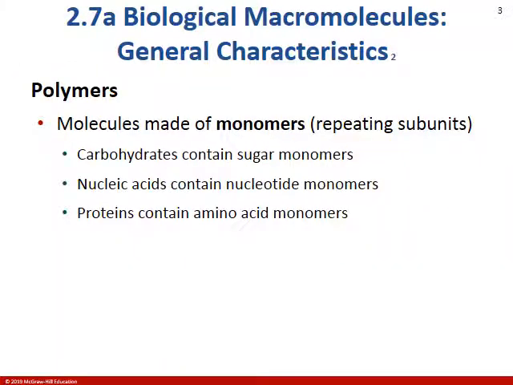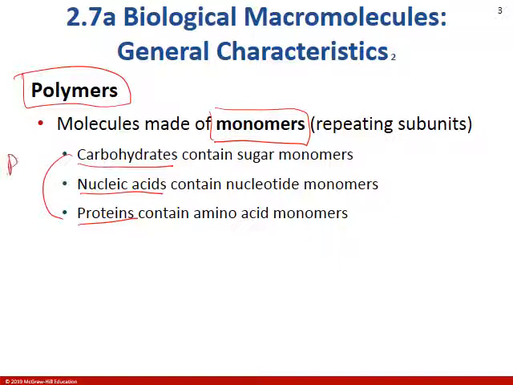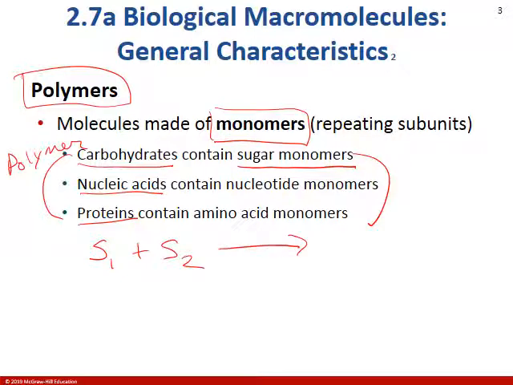Before we move to the individual topics, we first have to understand how we link them together. So we have this word polymer, many, and monomer, one. And what I would like to know is which one's the polymer. These are all polymers. And then which ones are the monomers and which makes up the polymer. So if you have sugar molecules, so if I have sugar molecule 1 and sugar molecule 2, and I put those two together, I'm going to have a carbohydrate.